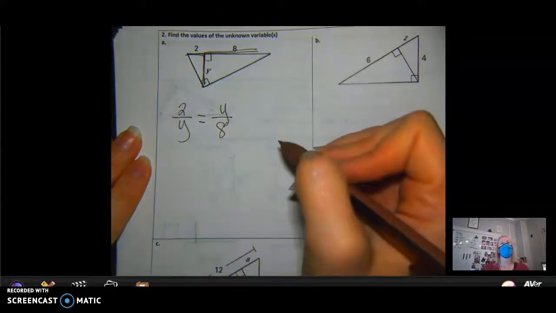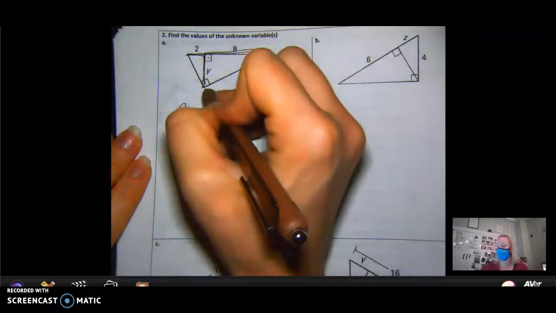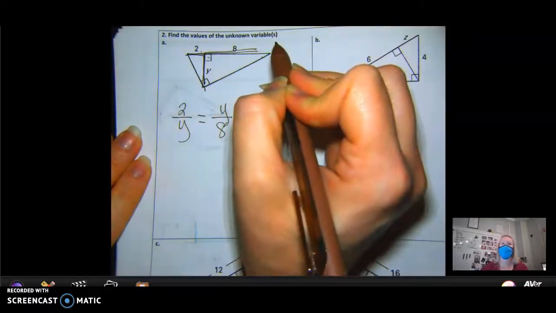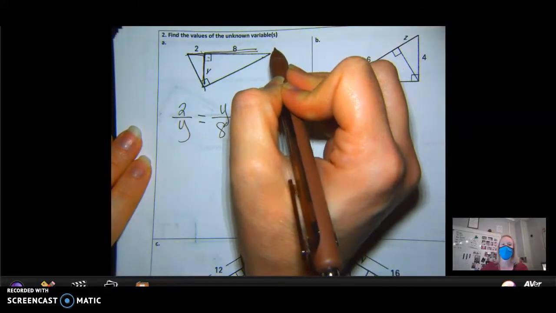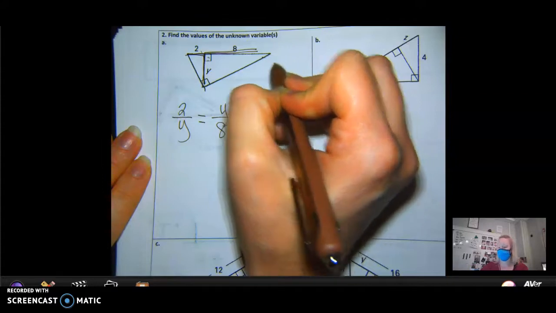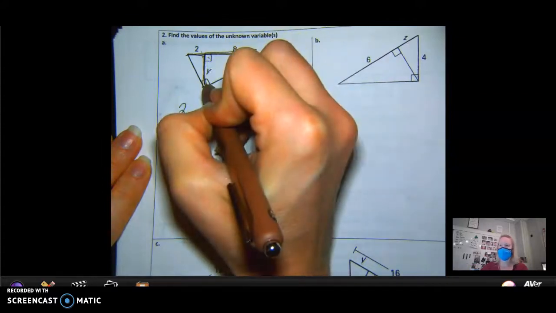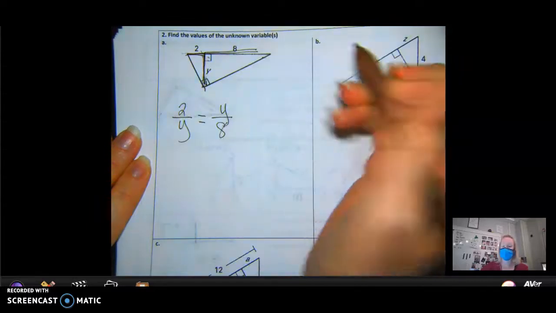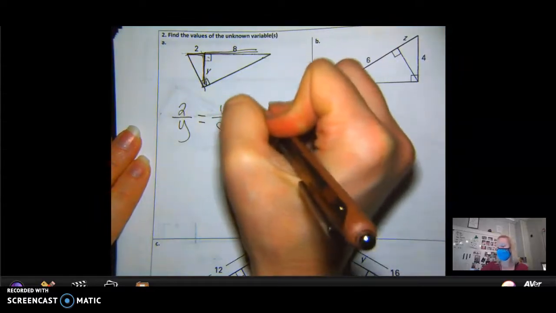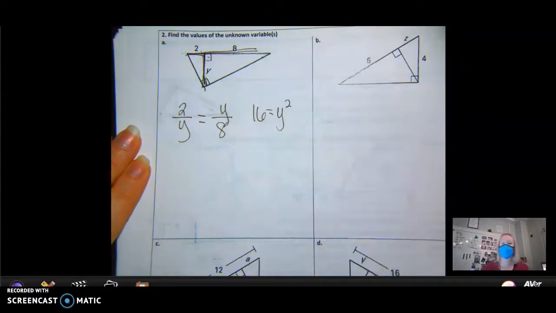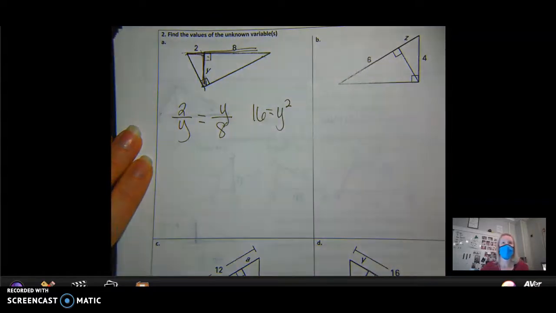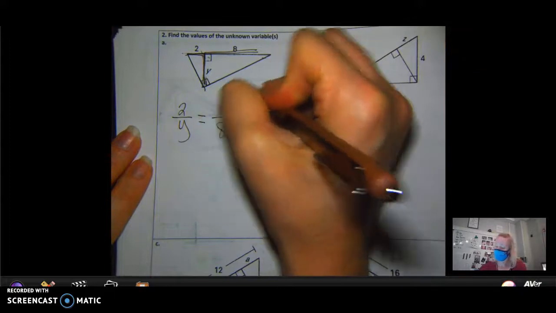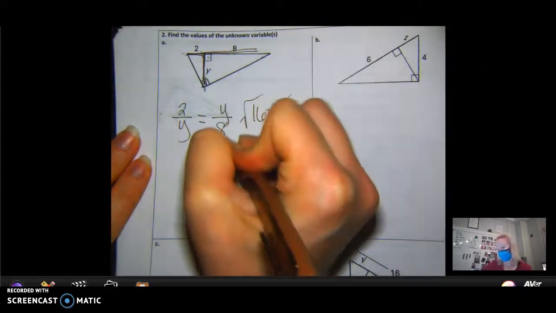Anybody know the other way I could write this one? Instead of going 2 over y equals y over 8, I could go 8 over y equals y over 2, so backwards. Same answers. I get 16 equals y squared, so cross multiply. And how do I get y squared down to just y? So what's y equal to? Awesome.